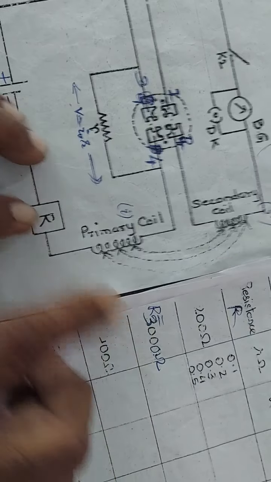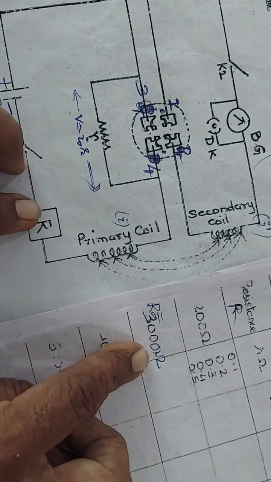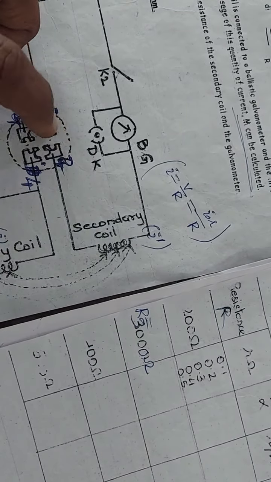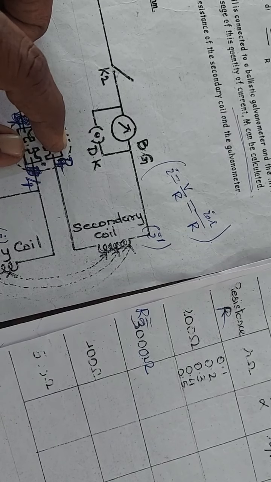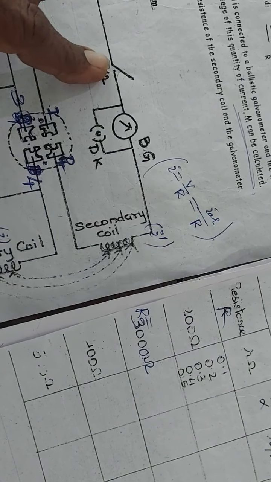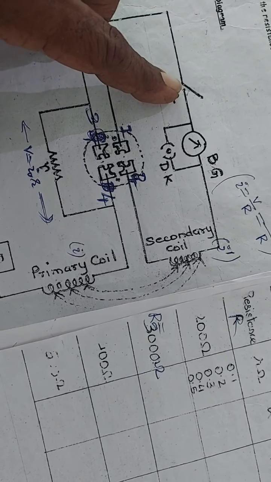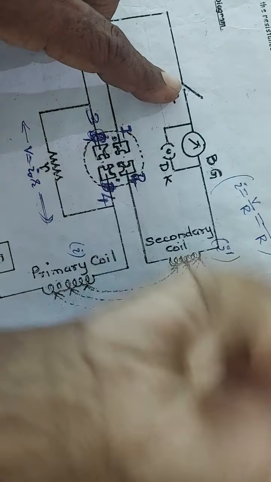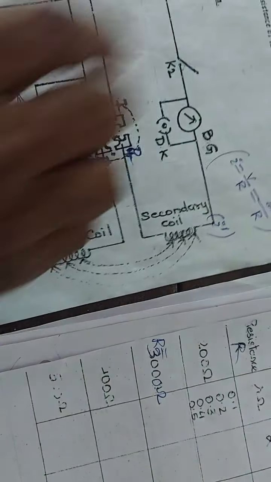You take the value of controlling resistance R, which controls the current in the primary coil. R is 3000 ohm. Okay. Connect 1 with 2, 3 with 4. Okay. Press K1 and K2. K1 और K2 को आपको प्रेस करके रखना है. Remove the damping key and then release K1 and K2 simultaneously.